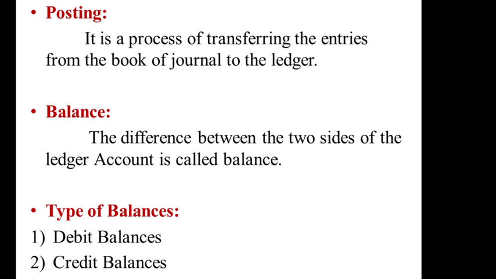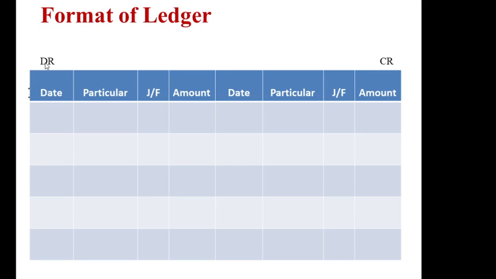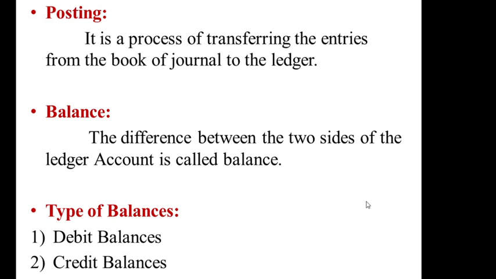Balance means the difference between the two sides of a ledger account. Whatever the debit side and the credit side are, after making the total, the difference between them is nothing but the balance. Next, there are two types of balances: debit balances and credit balances.